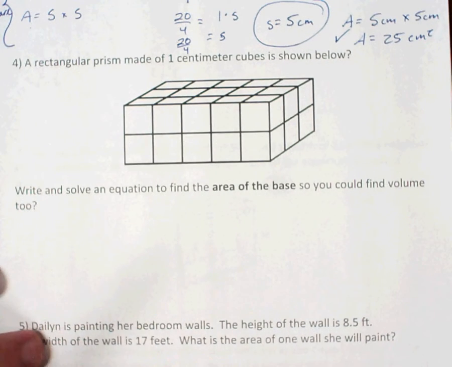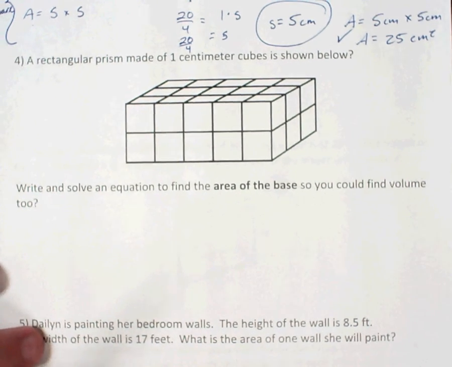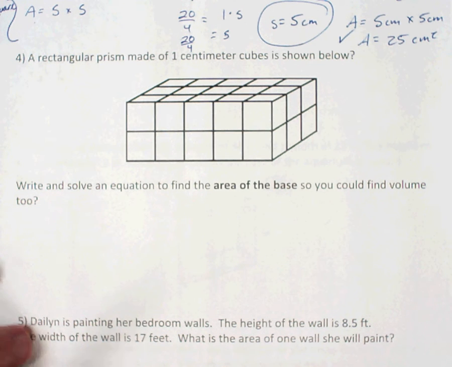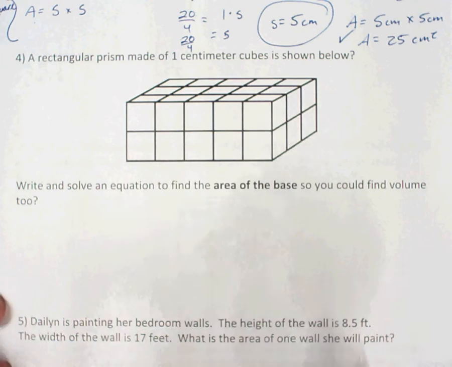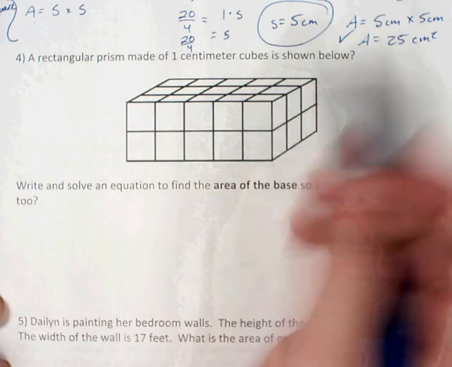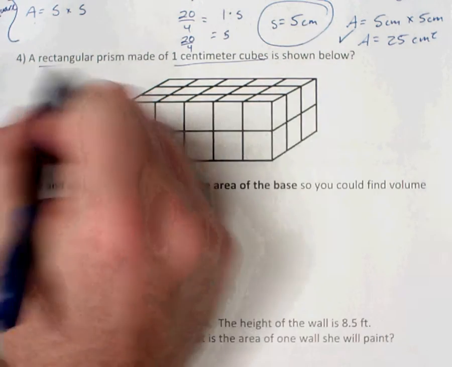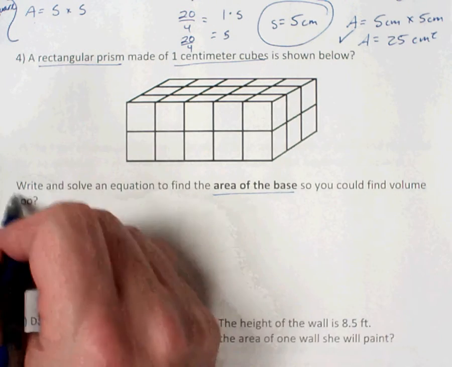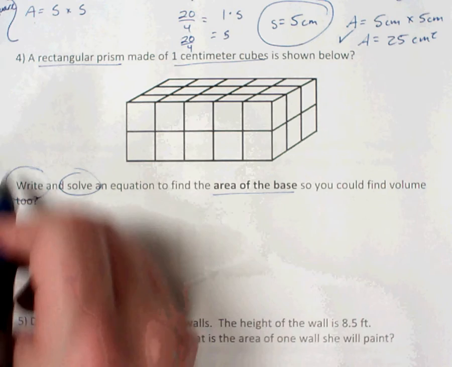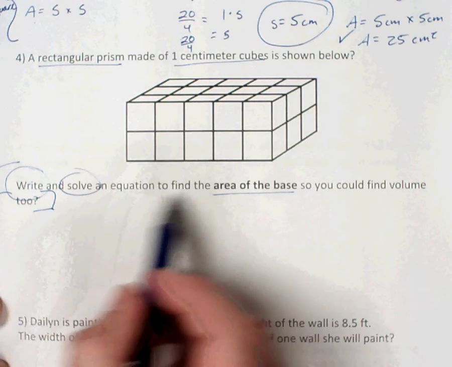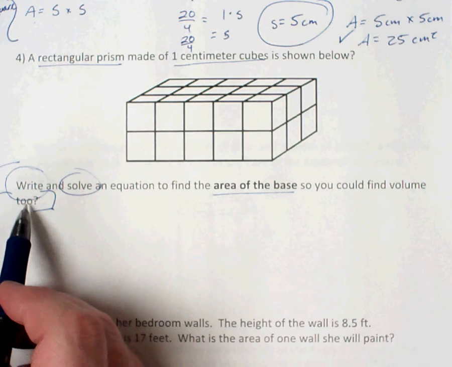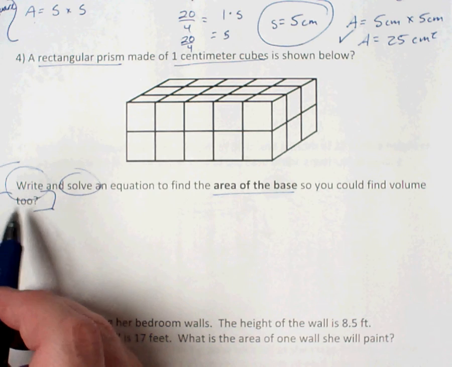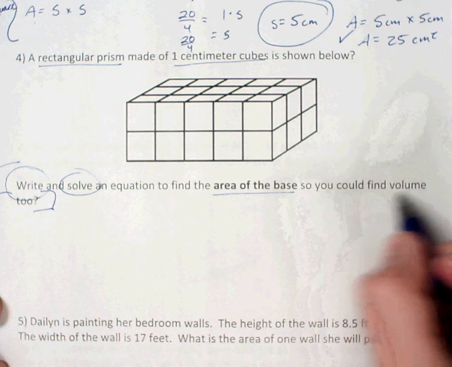Now, this is a good example of a pretty simple concept, but the way the question is written can get us a little confused. All right, so a rectangular prism is made of 1 centimeter cubes, shown below. Write and solve an equation to find the area of the base. So we're going to write and solve an equation to find the area of the base, so you could find volume too. Now here's where it gets tricky. So you could find volume too.